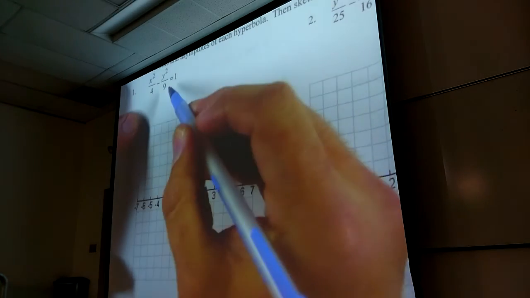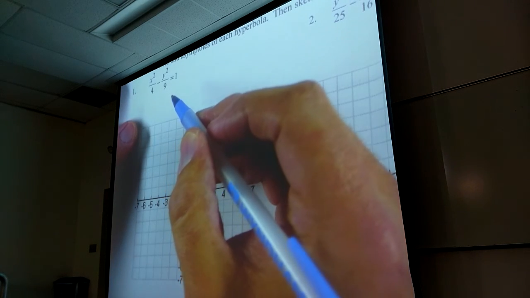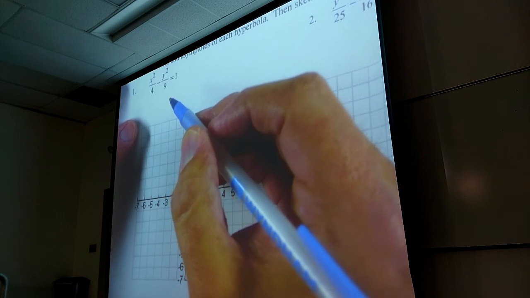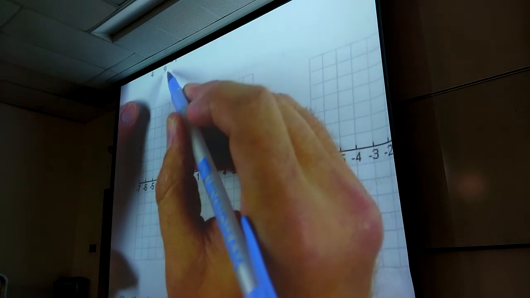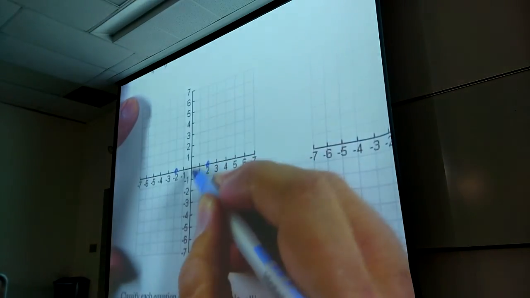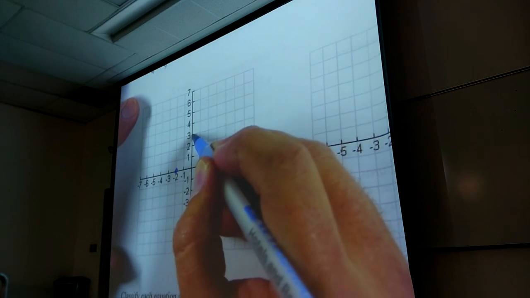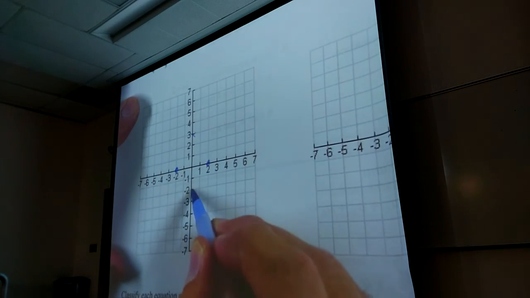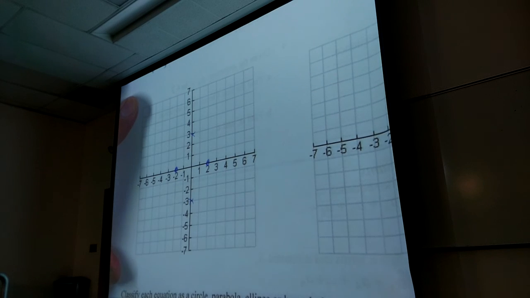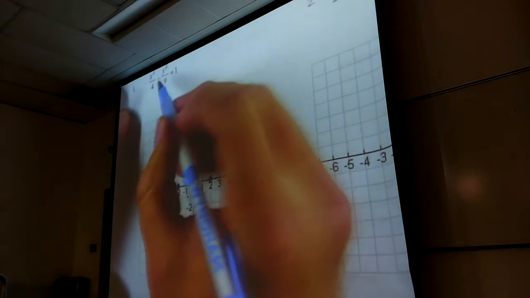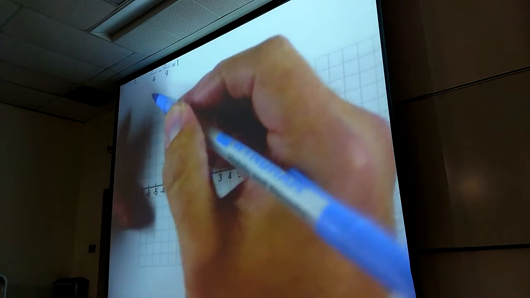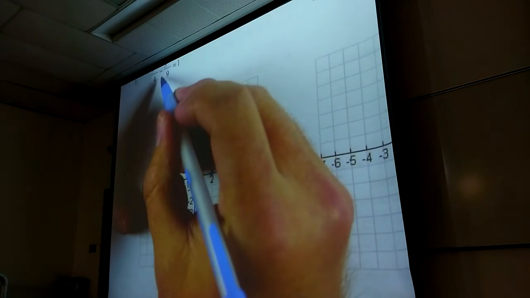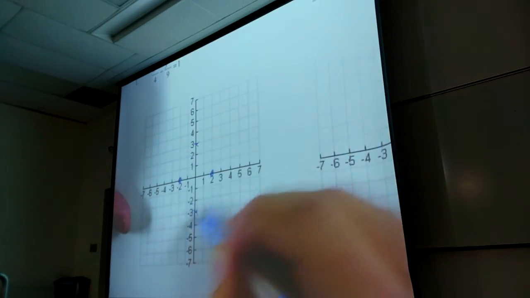Now, I can still go out in the y direction. It's still going to be useful for something, but I'm not going to put points there. There are no y-intercepts. So how much am I going to go on the y-axis? 3. 1, 2, 3. Put a little x there. 1, 2, 3. Put a little x there. If this was a plus, I would just draw an ellipse and be done with it.